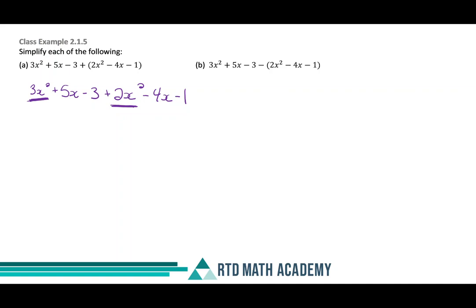So we've already talked about 3x squared and 2x squared. Those are going to be like terms. I've also got 5x and negative 4x. Those are also like terms. And then I have the negative 3 and the negative 1, and those are like terms.